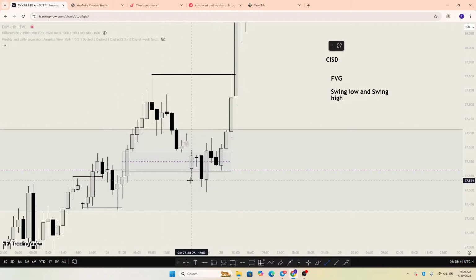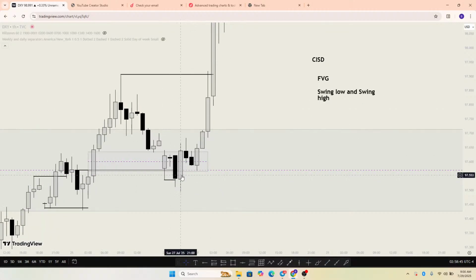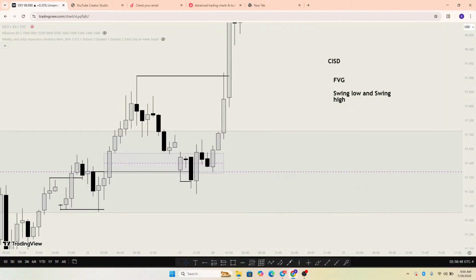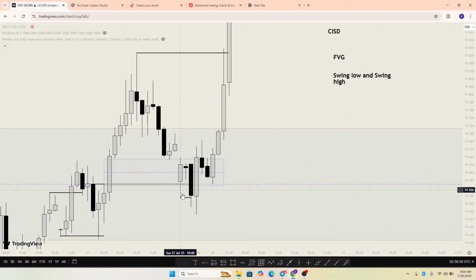Now we see price sweep liquidity here. And what do we see? At a level, we want to see candle reaction. What do we have here? We see price reacted at this level. You see it? And then price closed above.